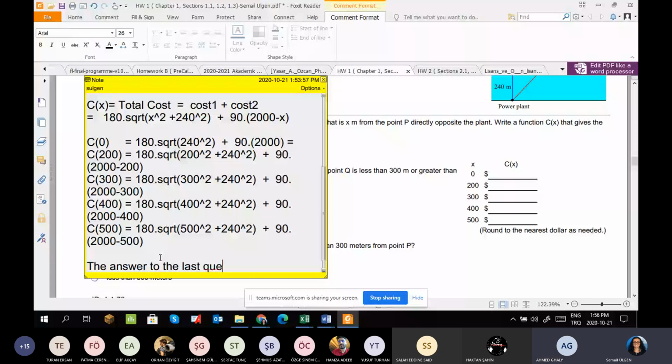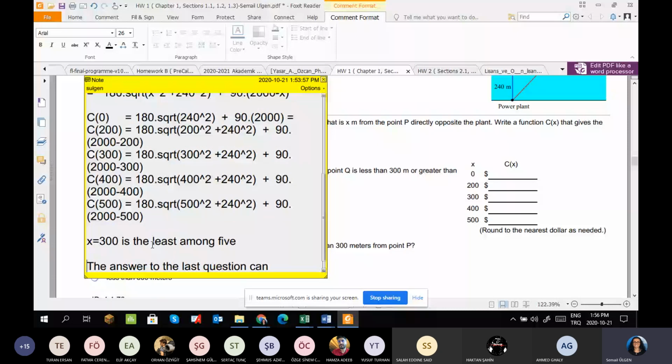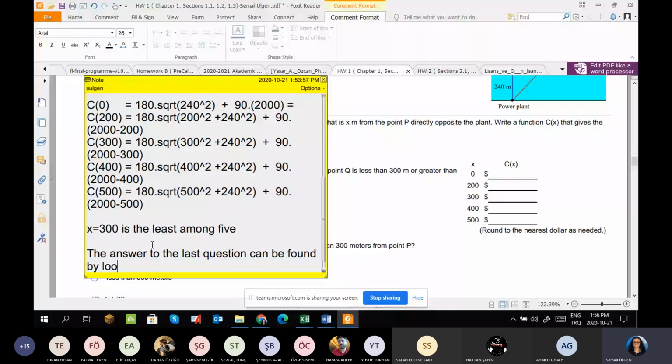can be found. Let's write the answer to this first, okay? x equals 300 is the least among 5. Okay, among 5. And now we are going to say the answer to the last question can be obtained, can be found by looking at the graph, looking at the graph of the cost function.